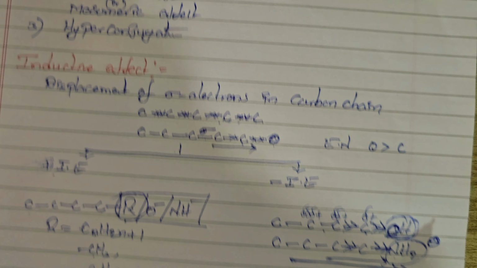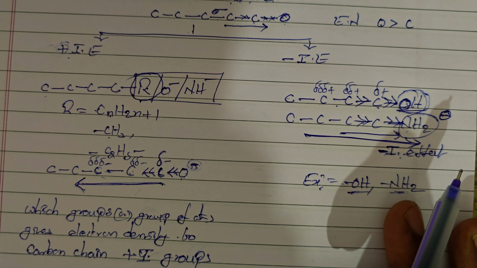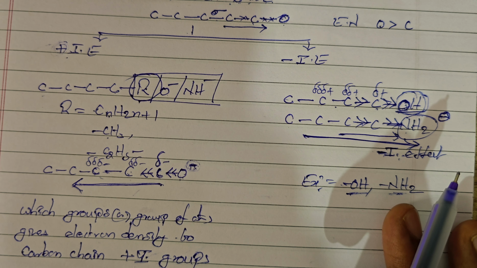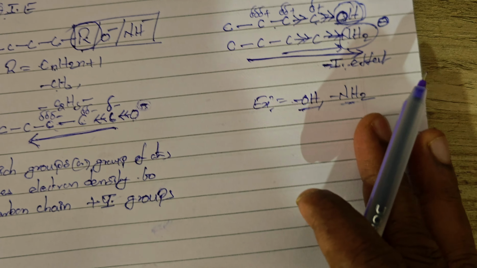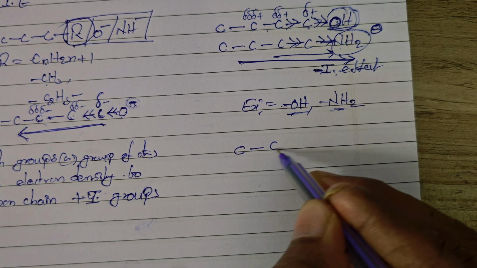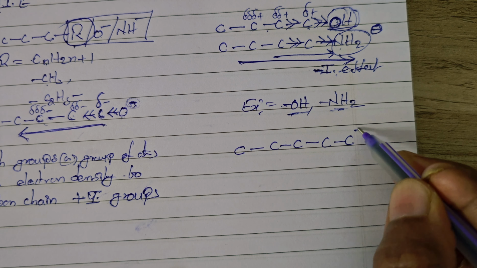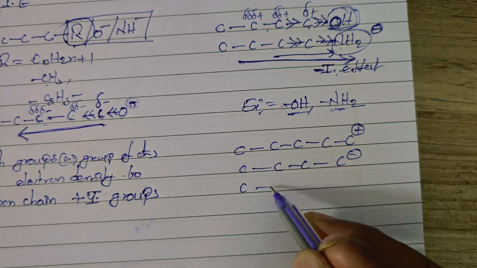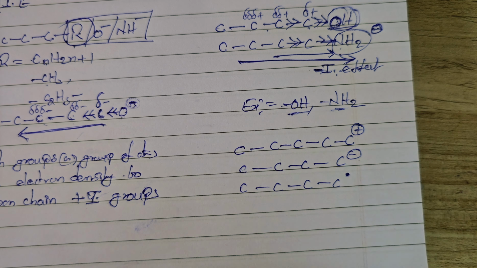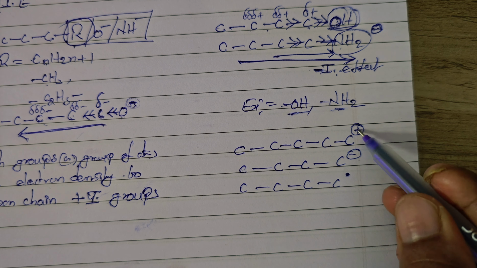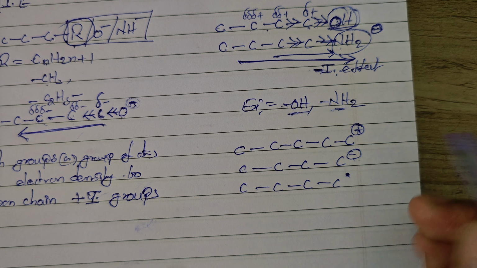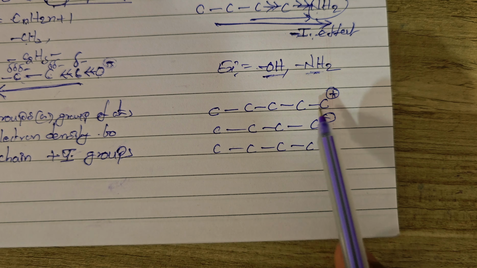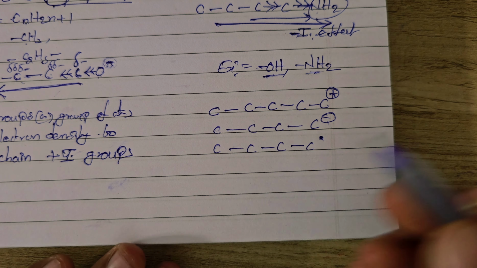But what is the use of the inductive effect? The inductive effect explains some properties of the saturated systems. Some properties of the saturated system means, in the saturated system, carbon having positive charge, carbon having negative charge, carbon having the radical. It explains the stability of carbocation, carbanion, free radical. So the inductive effect is useful for understanding the stabilities of the carbocation, carbanion, free radical.